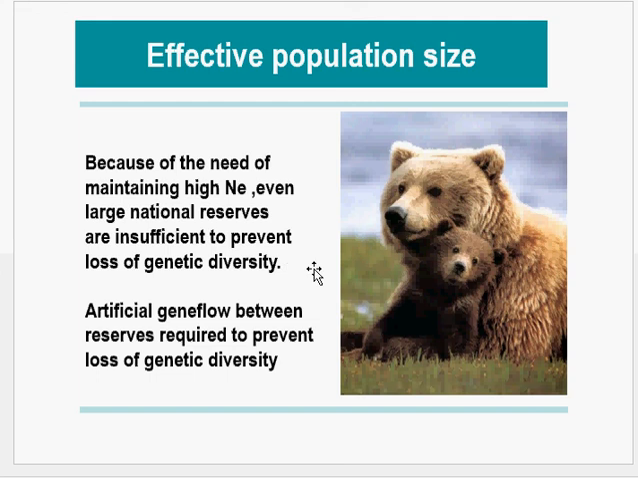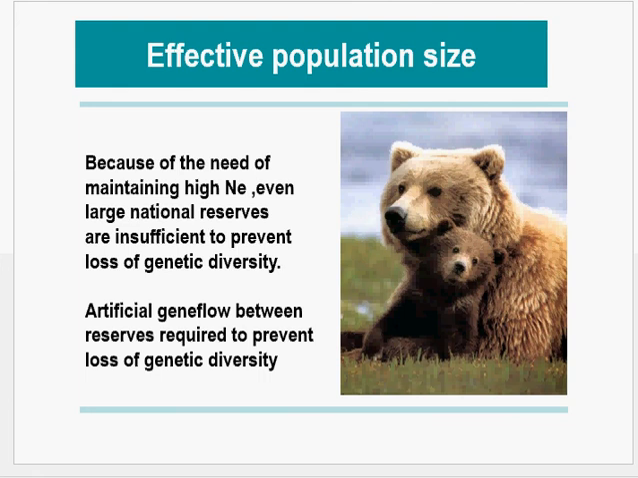So we can do the numbers on this, we can calculate it, and we can show that this is the case. So there needs to be some sort of artificial gene flow between reserves to prevent that loss of genetic diversity. And it's something that you need to be aware of even when you are looking at in situ conservation.